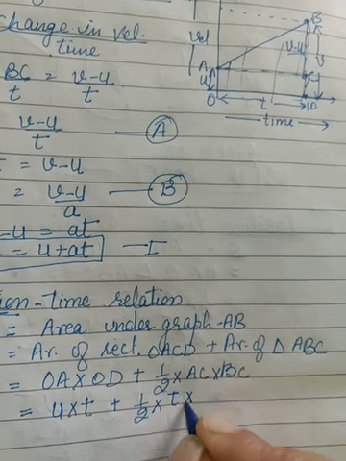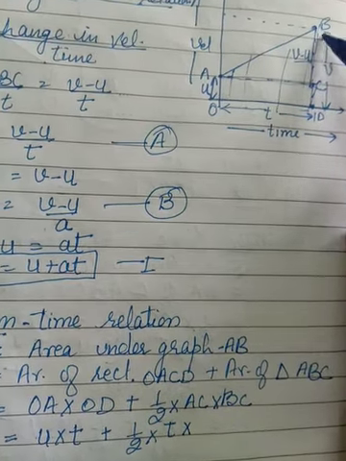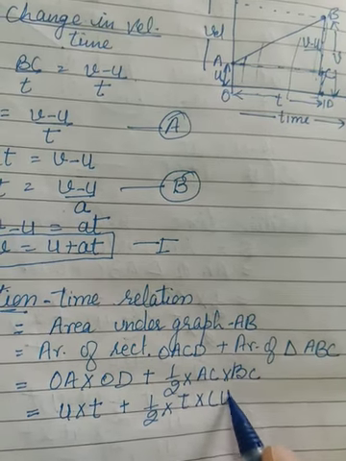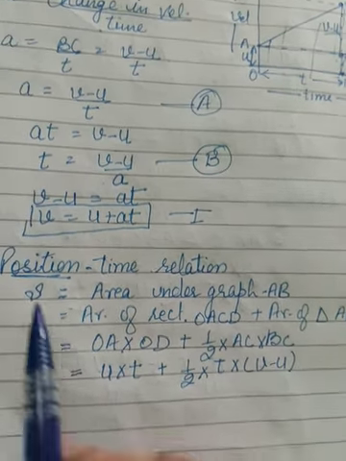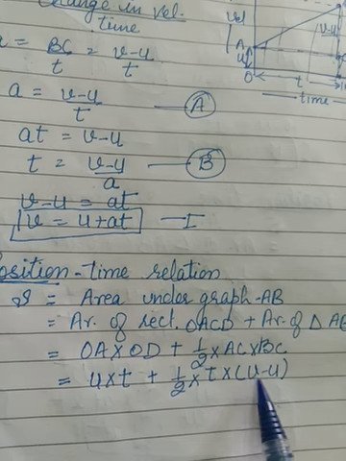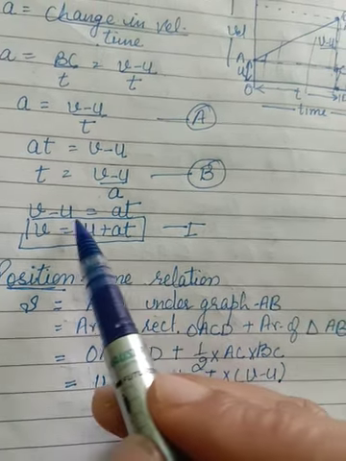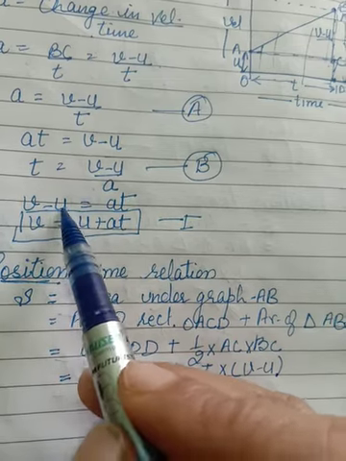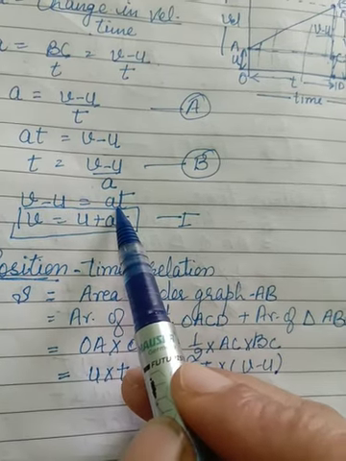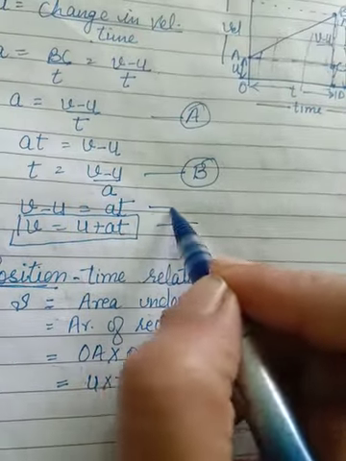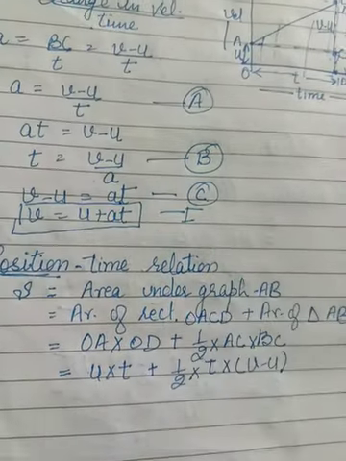Half into T into BC. BC is V minus U. Since it is a position-time relation, we will try to omit this term V minus U. So from here we are getting V minus U equals to AT. We will put the value of V minus U from equation C.